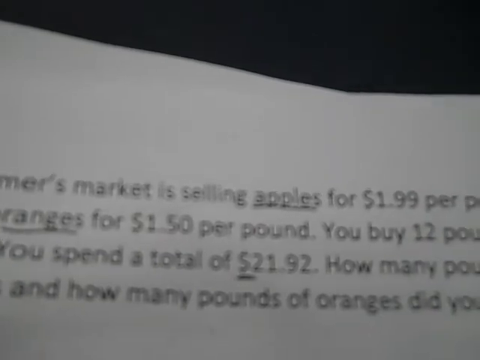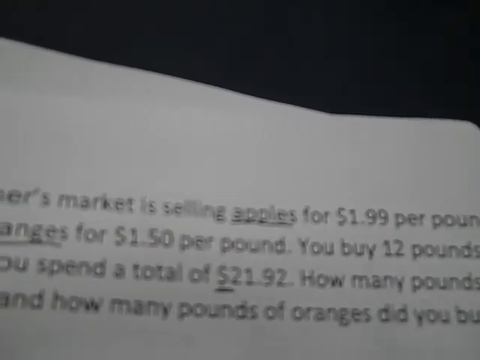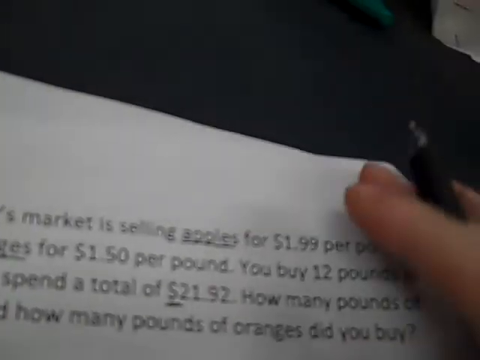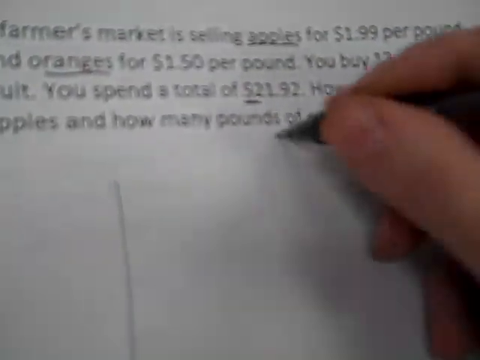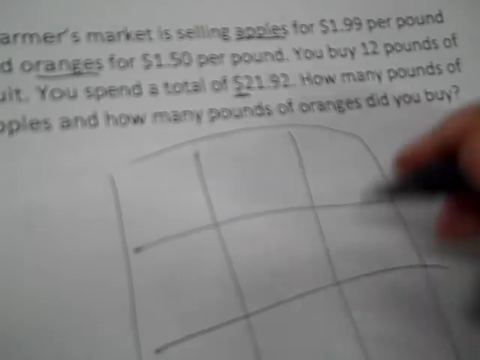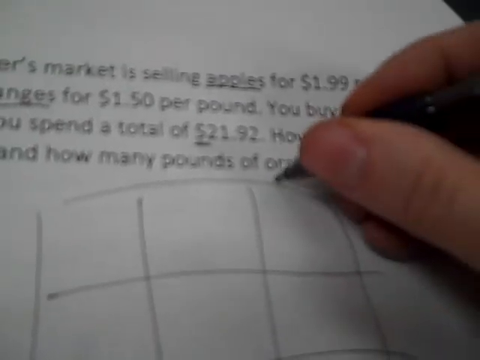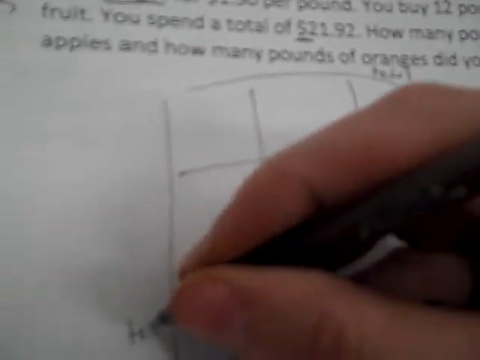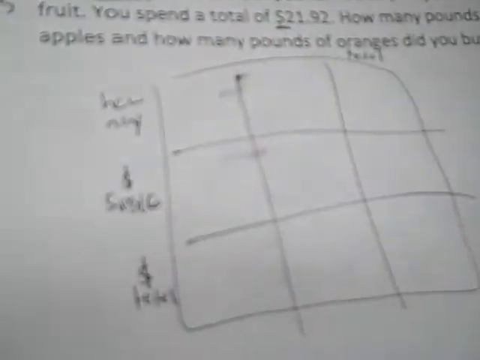Okay, my last problem. A farmer's market is selling apples for $1.99 per pound and oranges for $1.50 per pound. You buy 12 pounds of fruit. You spend a total of $21.92. How many pounds of apples? How many pounds of oranges did you buy? So apples, oranges, money. Okay? So that's 3 units. Anytime it's 3 units, underline, we're going with this in this class. So total, how many, single. You put a $ sign there, a $ sign there.